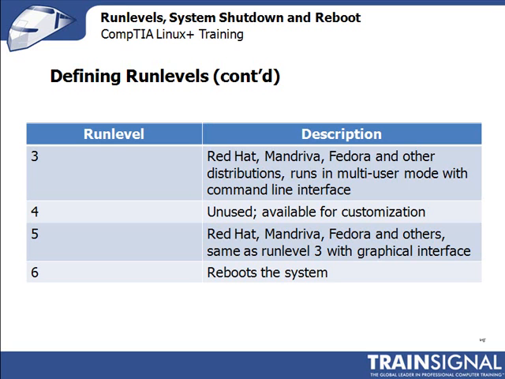4 is a run level that's unused and can be customized. Number 5 again for Red Hat, Mandriva, and Fedora runs just like level 3, but it adds a graphical user interface called XDM. This is an example of an often used default run level. Then we have run level 6, also transitional like 0, which shuts down and reboots the system.